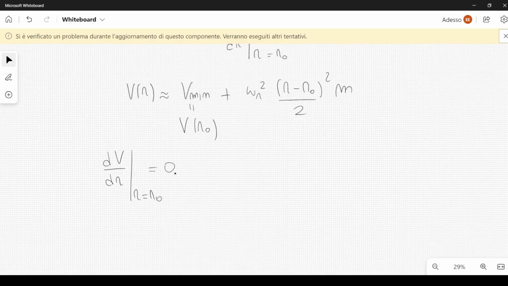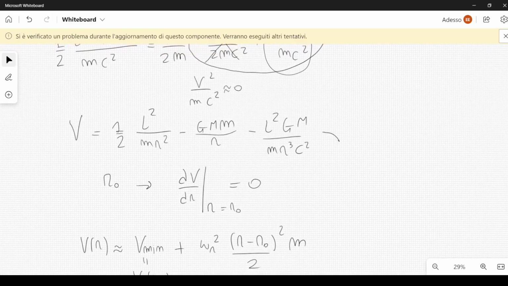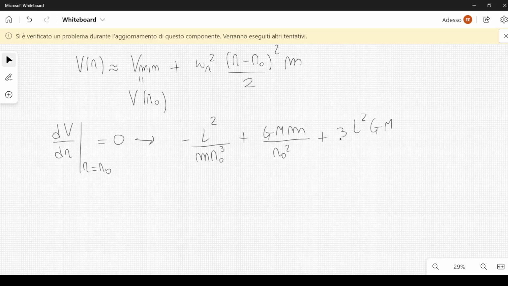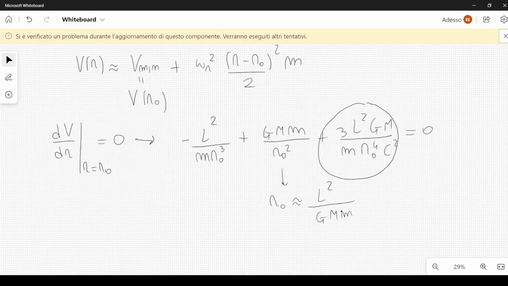So we can calculate the derivative of the potential with respect to r at r equal to r0 and set this equal to 0. So we are going to use this expression. You have to take the derivative of that expression, and this will yield minus L squared divided by m r0 cubed plus G capital M lowercase m divided by r0 squared plus 3 L squared G M divided by m r0 to the fourth power c squared, and we set this equal to 0. You can see that this term is actually much smaller than the other two, so if we neglect this term, here you can obtain r0 as approximately equal to L squared divided by G M m, G capital M lowercase m.